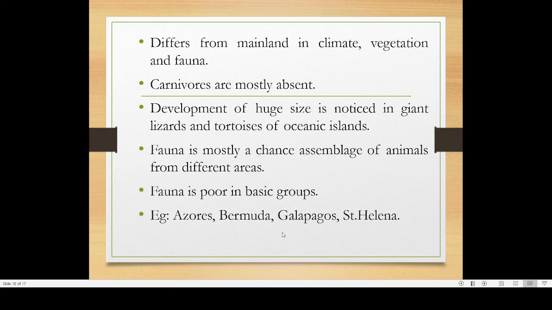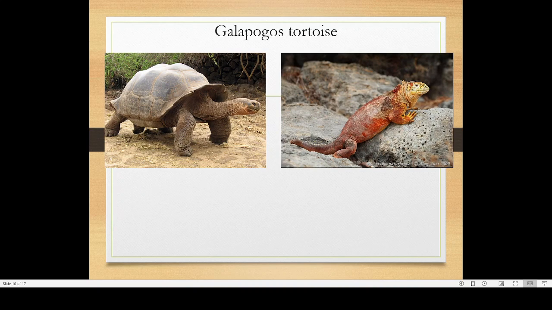So another peculiarity is the development of huge size. You might have heard about the Galapagos tortoise. Then the other is the iguana. Both are very giant animals. One person can sit on the body of this Galapagos tortoise. The iguana is actually similar to our garden lizard, but they are also very giant. The reason is that there is no competition.